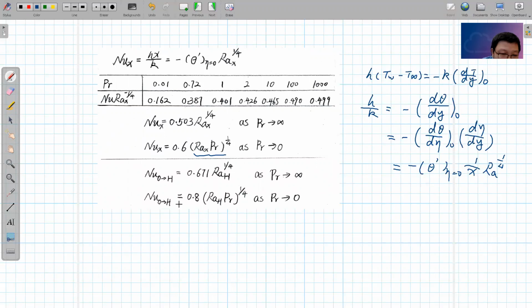Okay. And sometimes the local Nusselt number is not what we are interested in. We are more interested in the average Nusselt number for the whole plate, if the plate has a height of h. So you can do the averaging. The average Nusselt number for the limiting case, when Prandtl number equal to infinity, you get this correlation. And when Prandtl number equal to 0, averaging between 0 to h, you get this correlation.